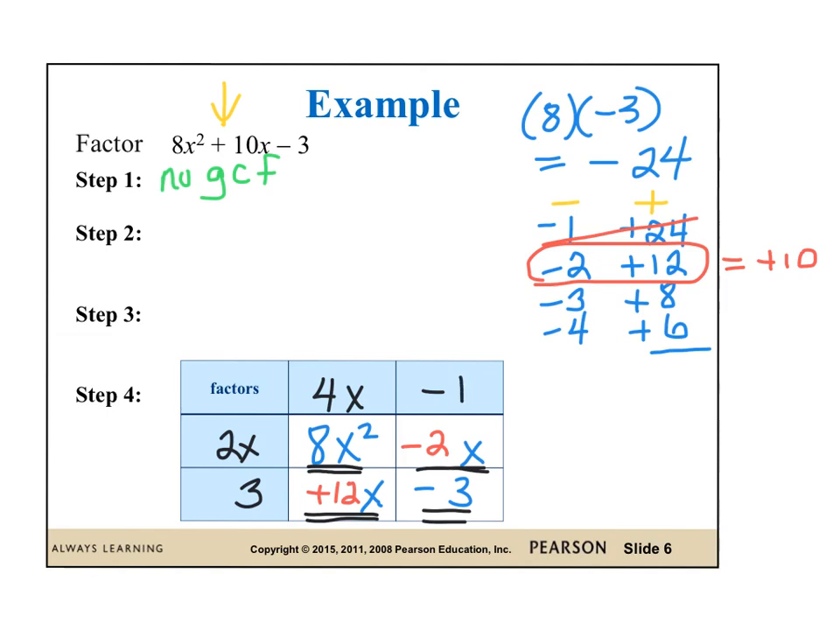Now we check. 2x times 4x is 8x squared. 2x times negative 1 is negative 2x. 3x times 4x is 12x if the 3 is positive. And positive 3 times negative 1 is negative 3. And so we have our factors. 2x plus 3, 4x minus 1.